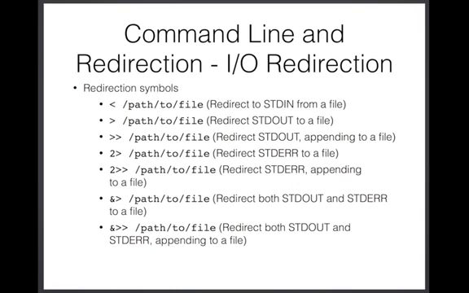And then there's kind of a shorthand. If you use the ampersand and a right angle bracket, or the ampersand and 2 right angle brackets, and give it a path to a file, that redirects both standard output and standard error to a file. So you can redirect both of them and write a new file, or overwrite a file, or redirect both of them and append to a file.